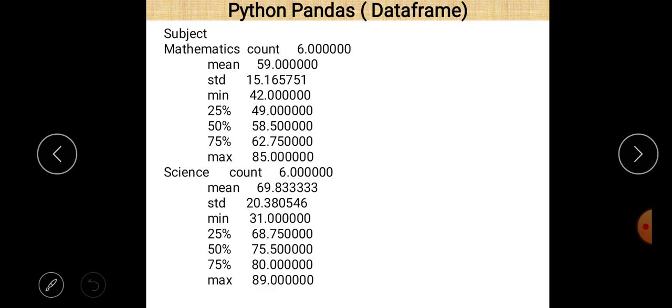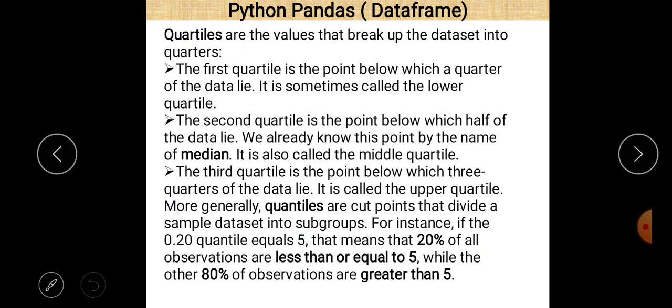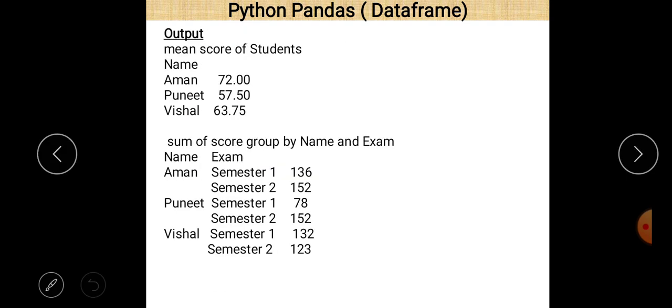You can easily see that mean is calculated here, standard deviation, min, max, percentiles, all different types of percentiles, quantiles. Quartiles are also there, maximum value, not percentile, quartile. These are the quartile values we will discuss later on in this video. So different types of statistics regarding science and mathematics are here. You can easily see that. And why is it so?